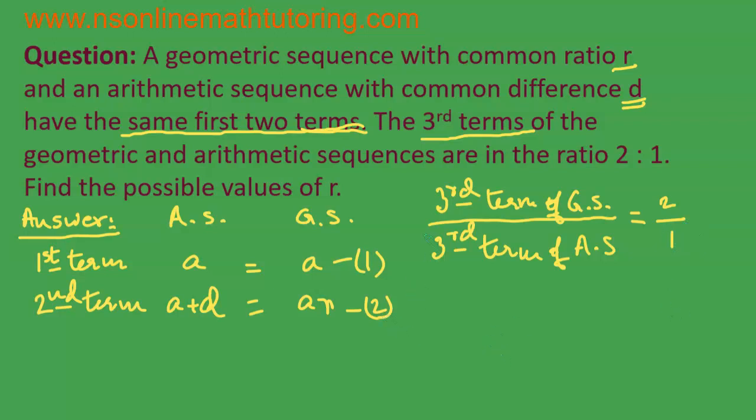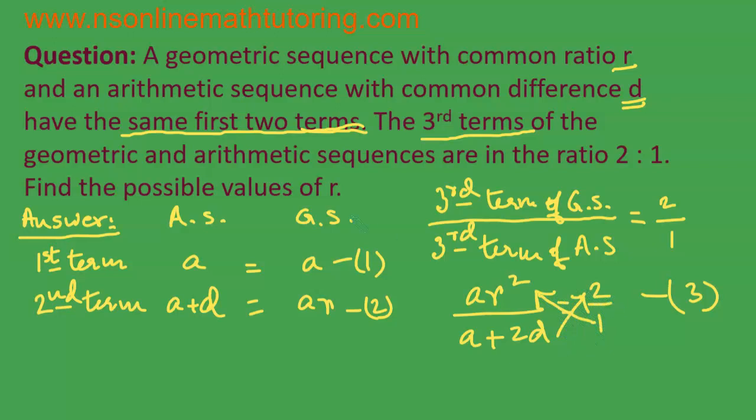Okay. And what are the expressions for these terms? Third term of the geometric sequence will obviously be equal to AR square. And what is the expression for the third term of the arithmetic sequence? It is A plus 2D. So this should be equal to 2/1. So we are having 3 variables A, R and D, but effectively this is our third equation. So we are having 2 equations, but we cannot stop. We will be continuing, and let's see how far can we proceed.